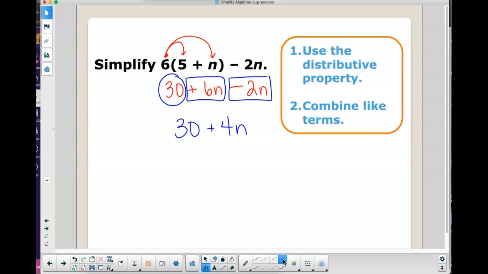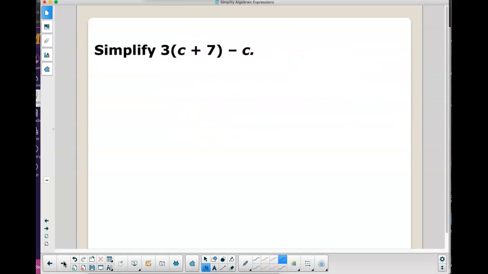We okay with that? Okay, flip the page in your packet. We're going to do just a couple more. Okay, same process. As soon as you see parentheses, what has to come first? Samia. Distribute. What am I distributing? The 3. So the 3 goes to the C, and we get 3C plus what? Caleb? 21, because the 3 has to go to the 7, and then minus C.